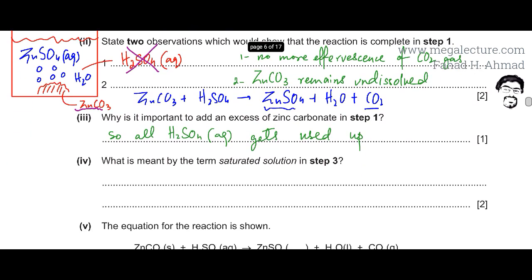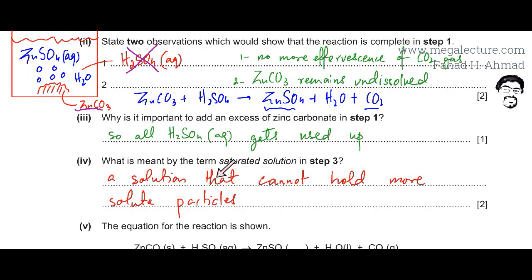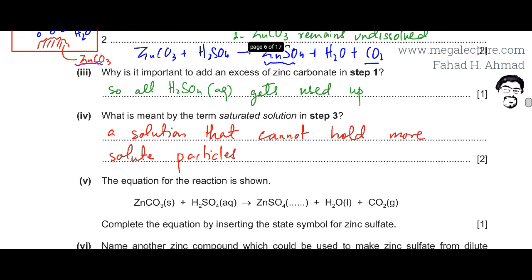Next part is, what is meant by the term saturated solution in step 3? Now, a saturated solution is one where it can no longer hold more solute. So it's a solution that cannot hold more solute particles. That is the maximum amount of solute that can dissolve in a particular solution. Let's move to the next part.